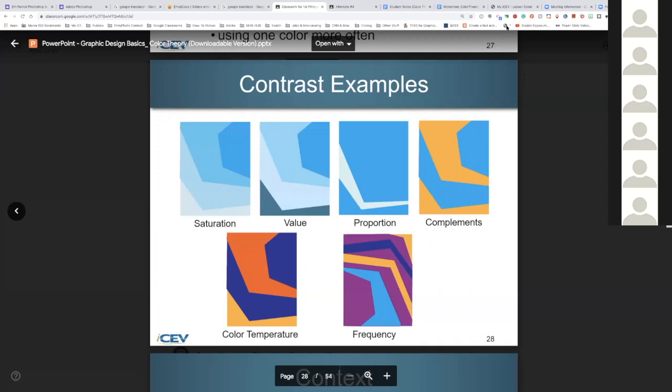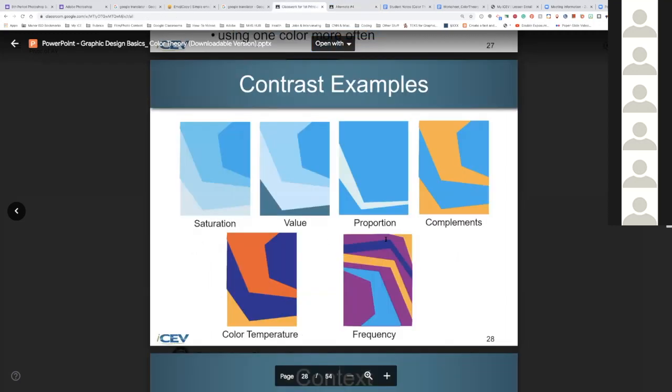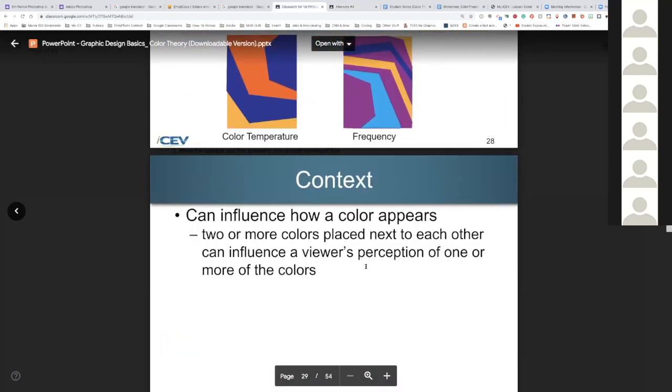Number 5, the definition of context has 2 missing words. These are the stems we need to fill in. Context can influence how a color appears. Blank colors placed next to each other can influence a viewer's perception of blank. Here it is.